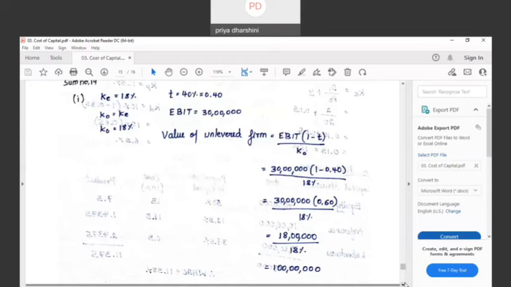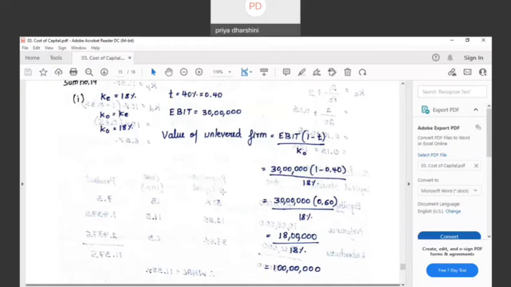You know the MM approach to capital structure: value of levered firm, value of unlevered firm. The value of a levered firm is the value of the unlevered firm plus debt into tax rate. Do you remember? The value of the unlevered firm is EBIT into (1 minus T) divided by the overall cost of capital. So this sum is based on that.